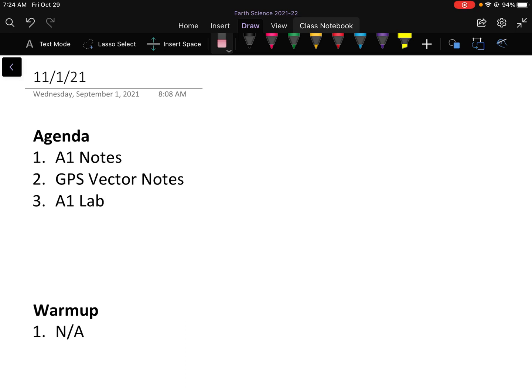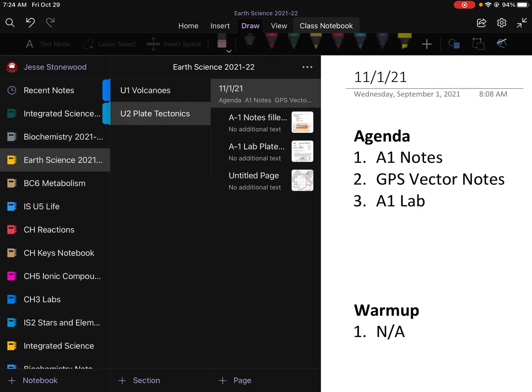The next thing is that you should have the A1 notes, which says measuring the motion of lithospheric plates. You should have a set of orange notes in front of you. We're going to just get right into it. The first thing that we'll do is go over these notes. And then there's actually a second set of notes as well. And then hopefully you'll have time to get the lab done today, A1 lab. So without further ado, let's get rolling.